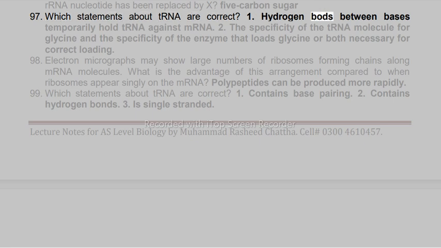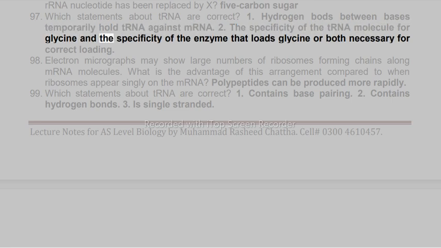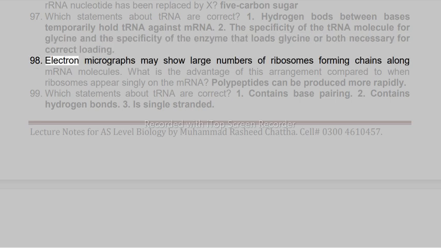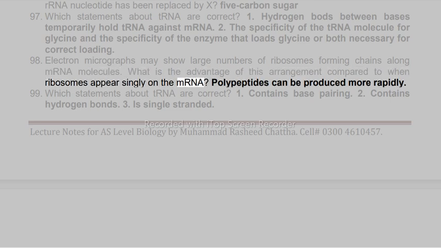97. Which statements about tRNA are correct? 1. Hydrogen bonds between bases temporarily hold tRNA against mRNA. 2. The specificity of the tRNA molecule for glycine and the specificity of the enzyme that loads glycine are both necessary for correct loading. 98. Electron micrographs may show large numbers of ribosomes forming chains along mRNA molecules. What is the advantage of this arrangement compared to when ribosomes appear singly on the mRNA? Polypeptides can be produced more rapidly.